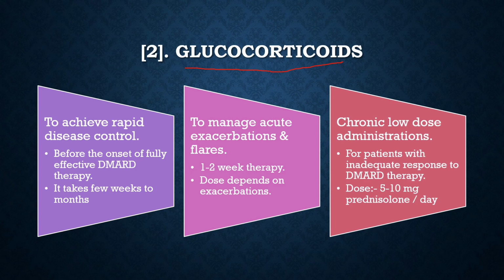Sometimes what happens, the patient is already on 1, 2 or 3 DMARD therapy, disease modifying anti-rheumatoid drugs, but the patient is having continuous pain. Then in this condition we have to give continuous low dose of prednisolone. The dose is 5 to 10 mg per day. These are the three conditions when we have to use glucocorticoids in a case of rheumatoid arthritis.